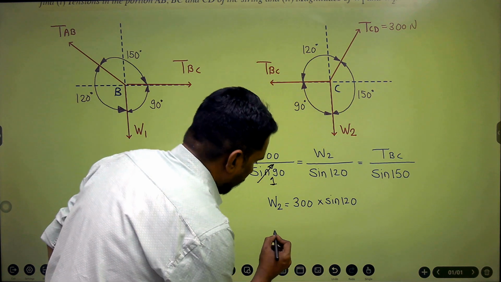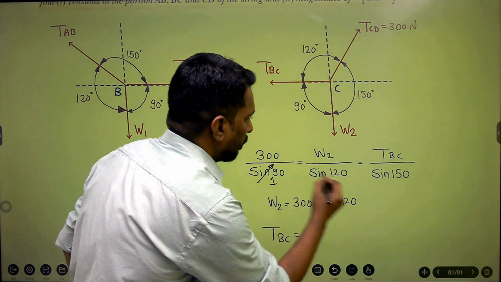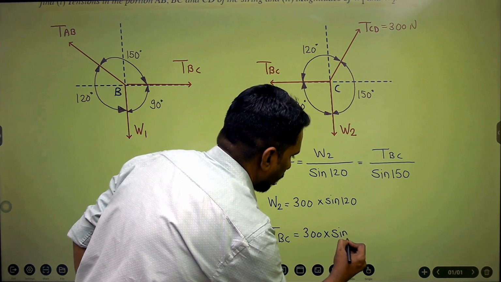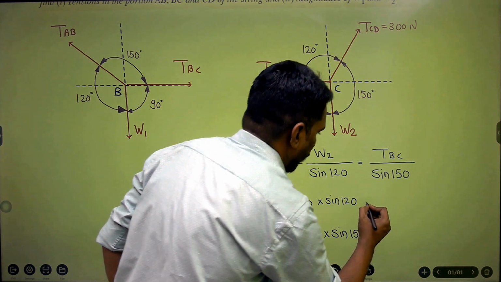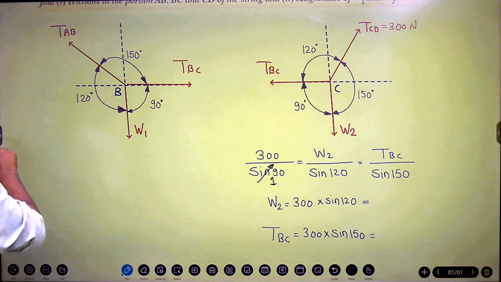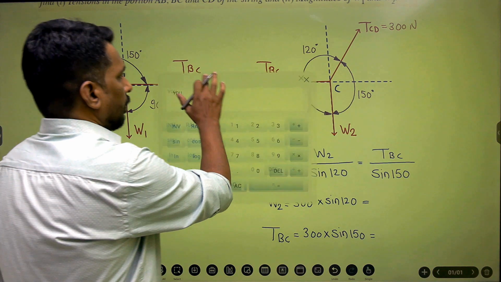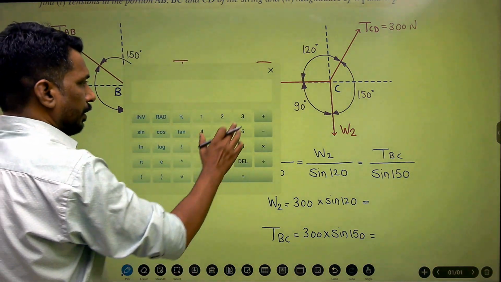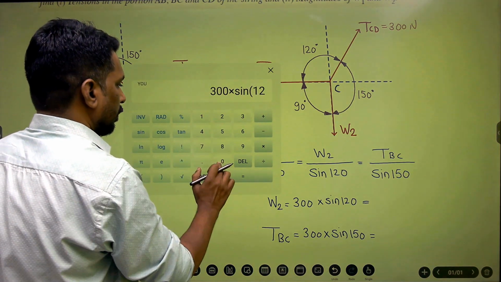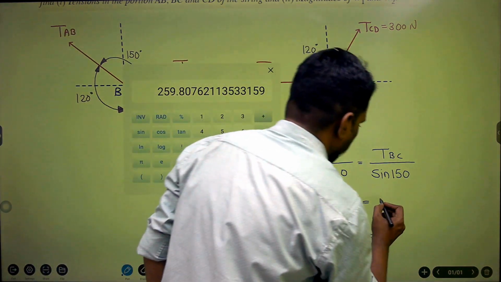And for TBC, it becomes 300 into sine 150. So if you calculate this, you will get the values of W2, that is the weight suspended from point C, and the tension in the cable BC. So first, 300 into sine 120. So the answer is 259.80.